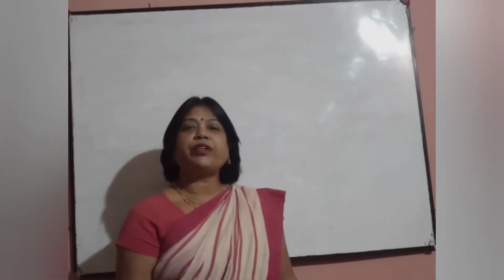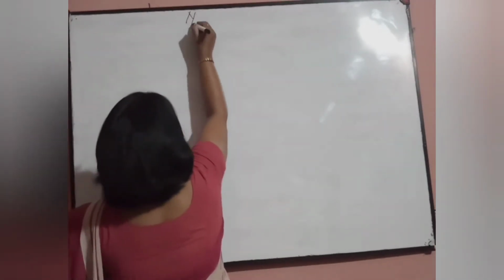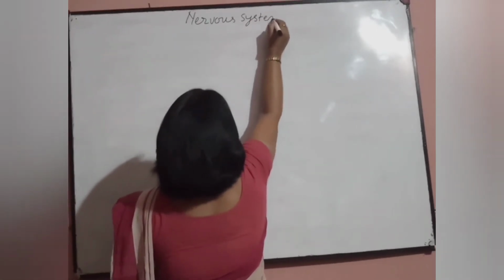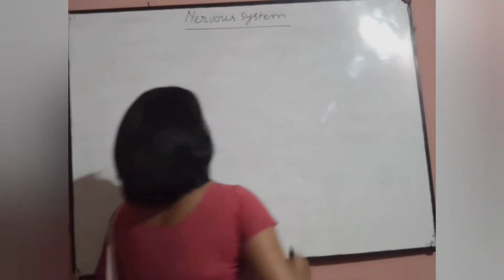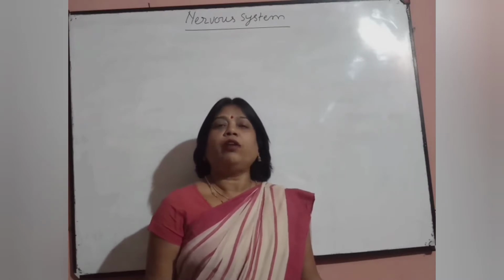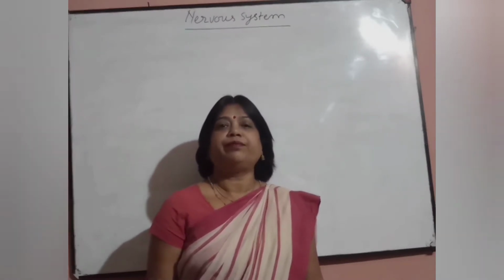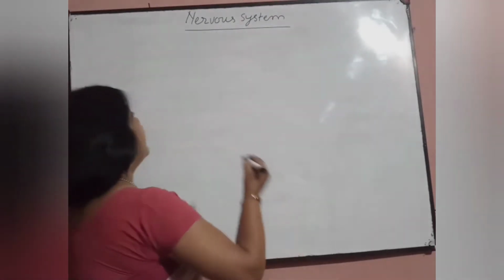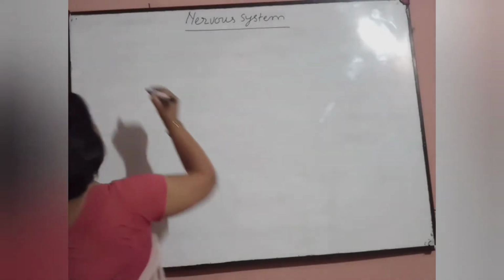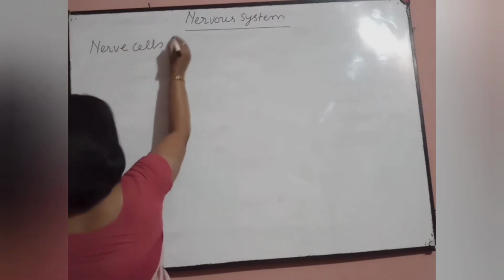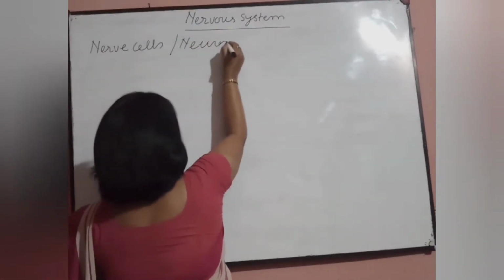Today we are going to study about the nervous system. The nervous system is found in all chordates or vertebrates. It is made up of a special type of cells known as nerve cells or neurons.